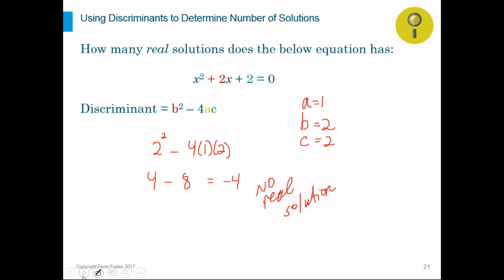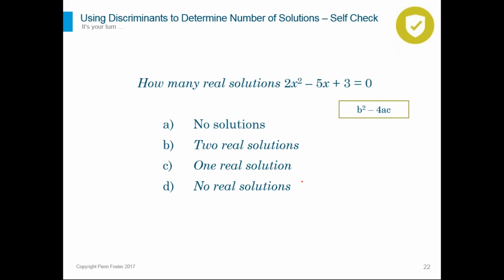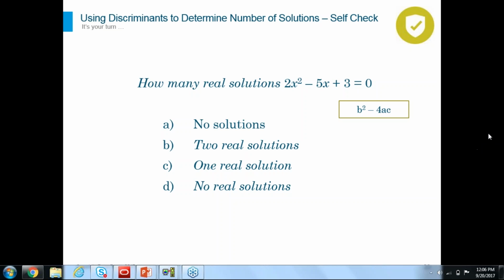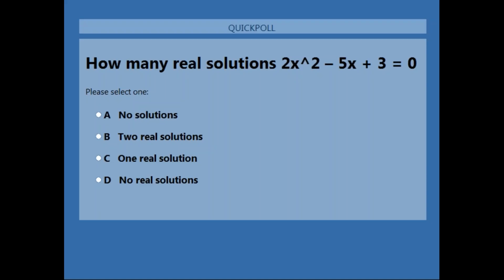Okay, let's then do a self-check. How many real solutions are there for this equation: 2x squared minus 5x plus 3? Your a is 2, your b is negative 5, and c is 3. Can you determine the number of real solutions for this equation? I'm going to put up the question here, give you a chance to share your answer. And if you were not able to write the discriminant formula, it's b squared minus 4ac.